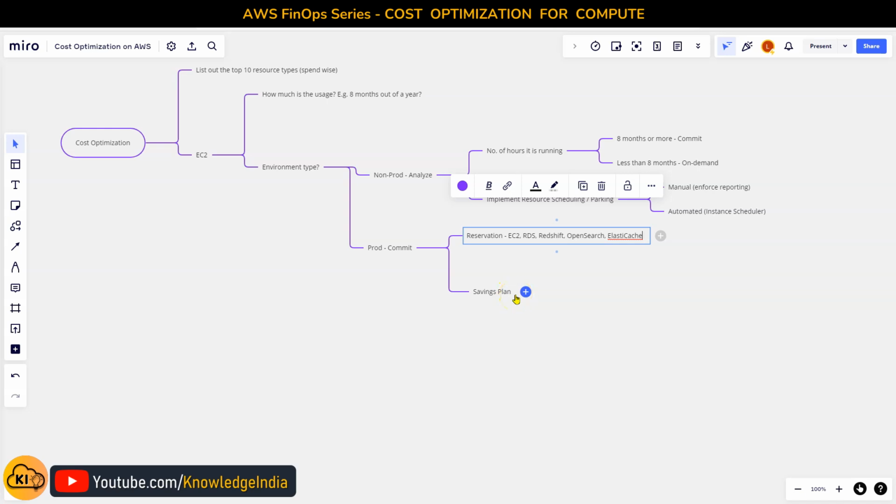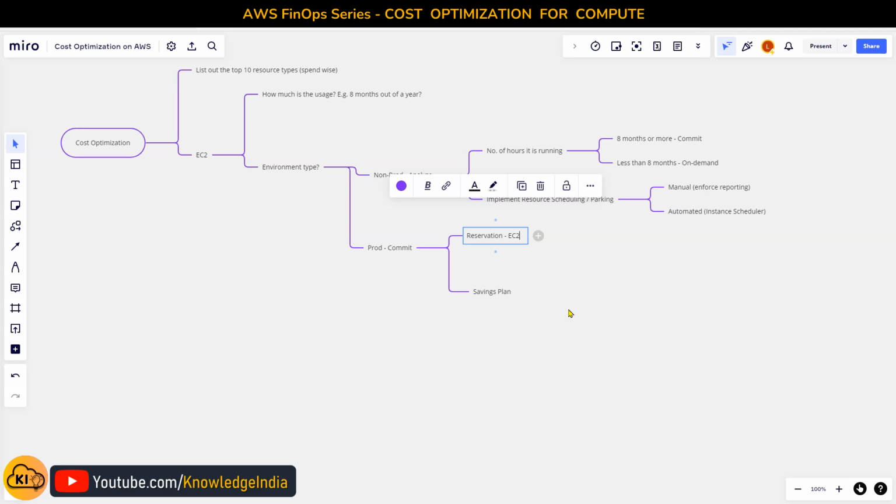But if we talk about EC2, within reservation there is a lot more detail to be understood. So for now, let me just get rid of this, and we'll talk about other services later. Within EC2, you have reservation and savings plans, and within reservation there are a couple of types, and within savings plan there are 2 types available. We'll try and decipher that.